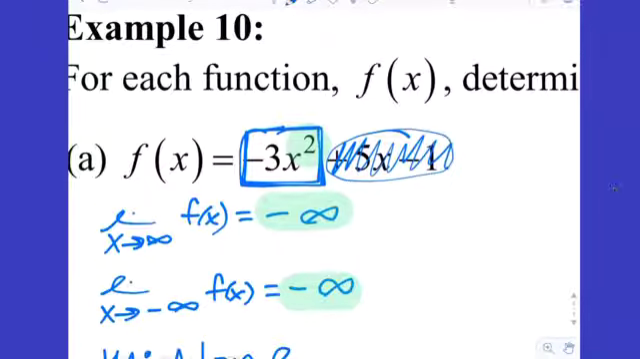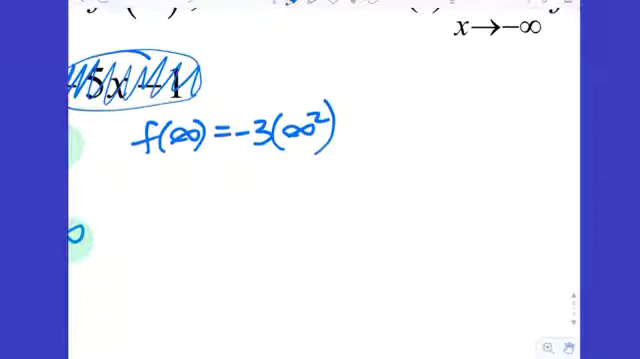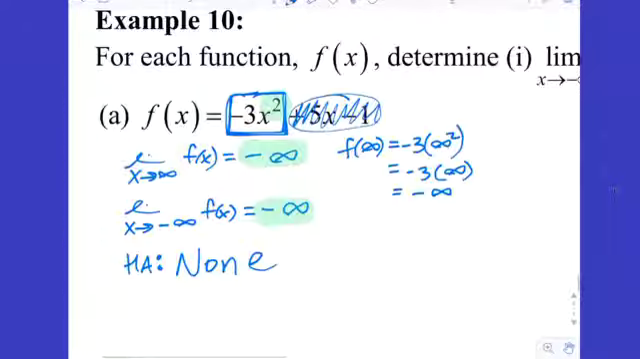So let's try it out. If you want to know what's happening as you approach positive infinity, plug a positive infinity into the leading term. Negative 3 times infinity squared. Well, let's evaluate it. What's infinity squared? Infinity. Good. Now, what's infinity times negative 3? What's a positive times a negative? A negative. So it's negative infinity, and that's the answer for the right-end behavior.